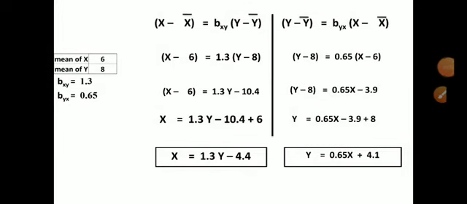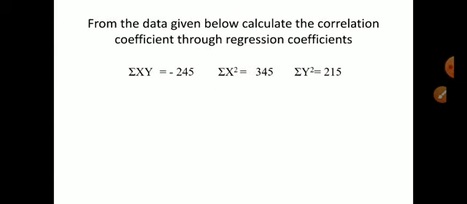Okay, we'll be taking the last type of problem, wherein you'll be asked to calculate the correlation coefficient using regression coefficients. That means you have to calculate the R value using bxy and byx. They have given summation xy, summation x square, and summation y square. What you have to do here is first calculate bxy and byx, and use the formula R is equal to the square root of bxy times byx. Once you do that, you'll get the correlation coefficient using the regression coefficients.